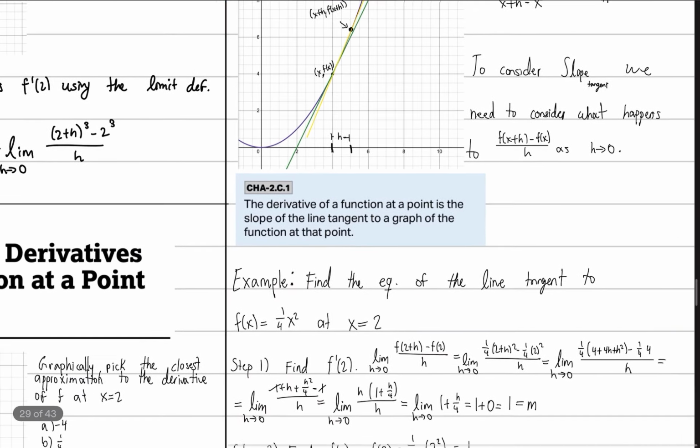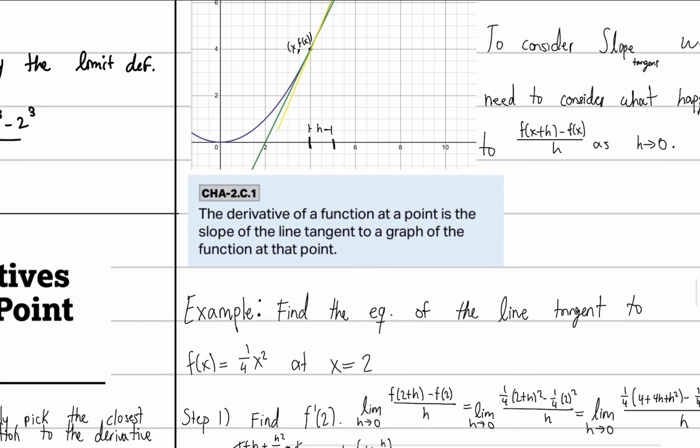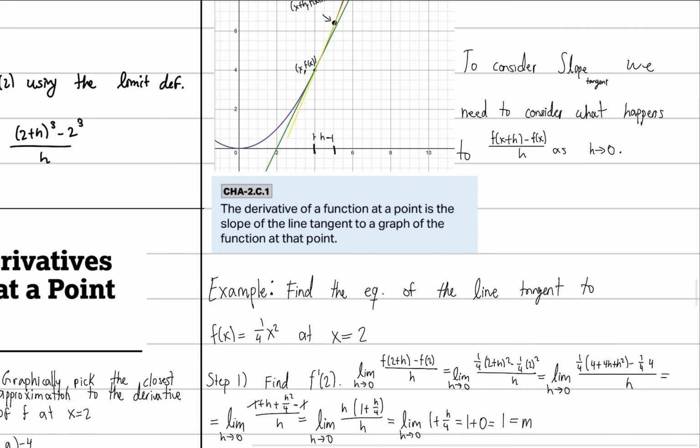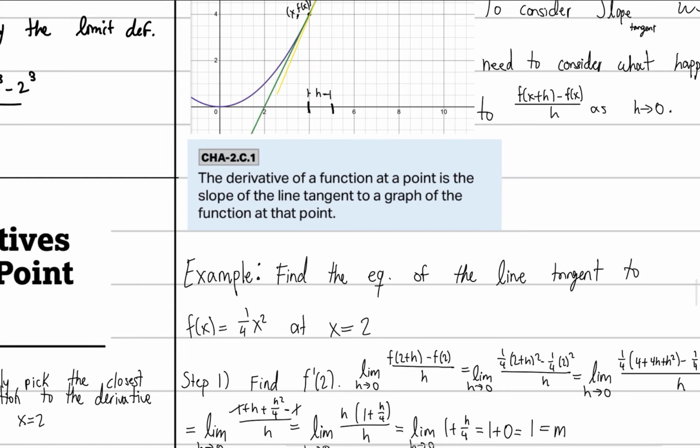You do need to know that it is a linear approximation at a point, the tangent line. And more importantly, the derivative gives the slope of the tangent line. That is the most important part that you need to know.